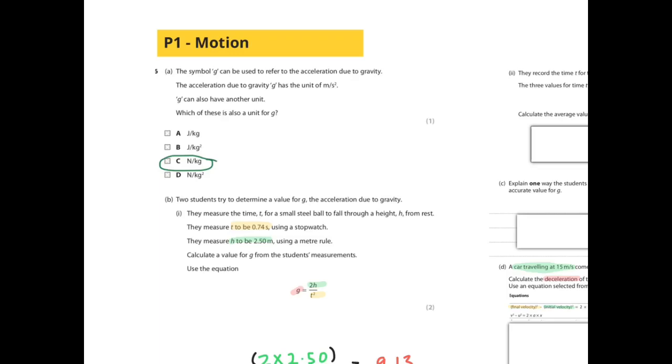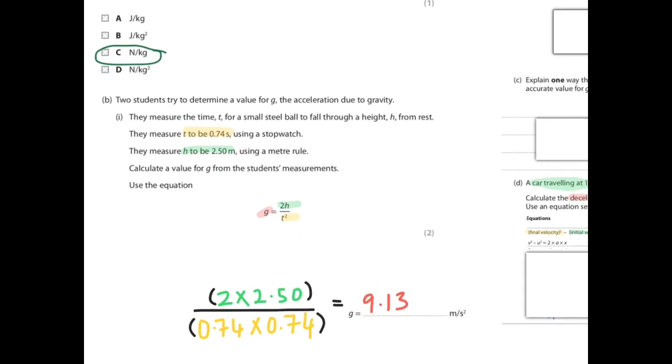Use the equation 2h divided by t squared equals g. This is just substitution. It should be very easy, really. Just make sure that if you don't have a scientific calculator or you're not sure how to use one, deal with each part separately. There's no shame in it.